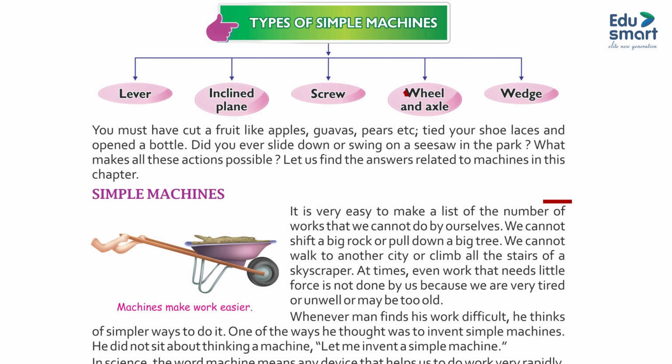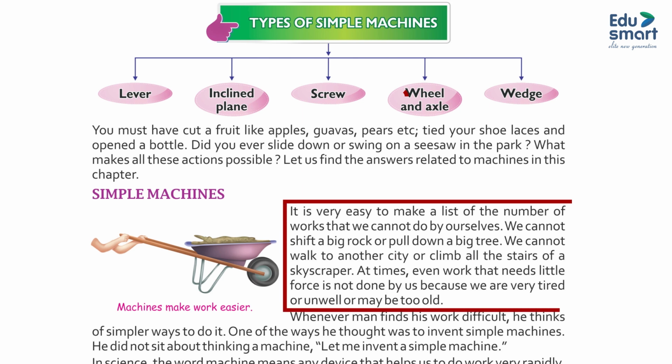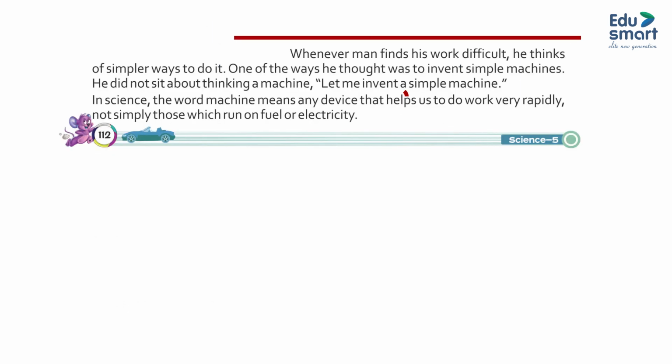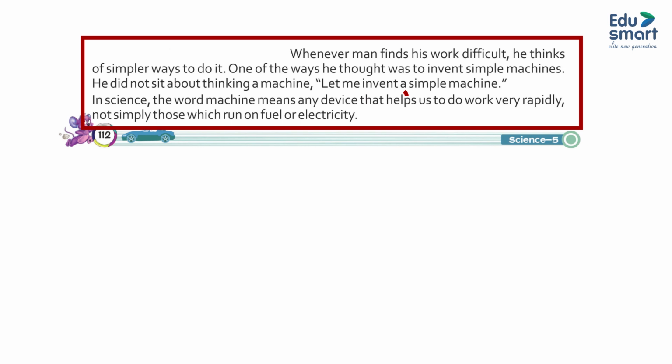Simple machines. It is very easy to make a list of the number of works that we cannot do by ourselves. We cannot shift a big rock or pull down a big tree. We cannot walk to another city or climb all the stairs of a skyscraper. At times, even work that needs little force is done with difficulty because we are very tired or unwell or maybe too old. Whenever man finds his work difficult, he thinks of simpler ways to do it. One of the ways he thought of was to invent simple machines.